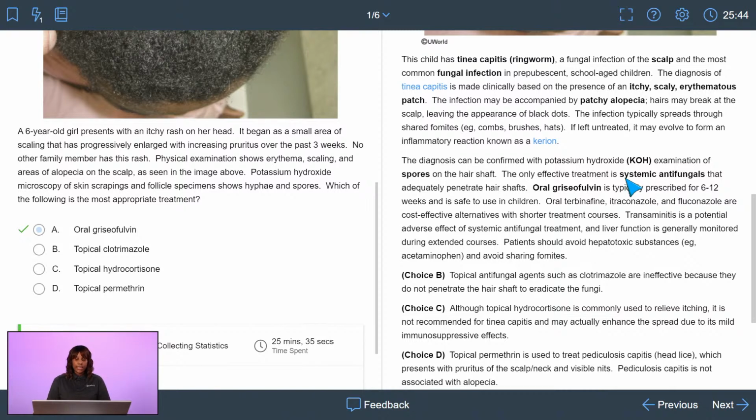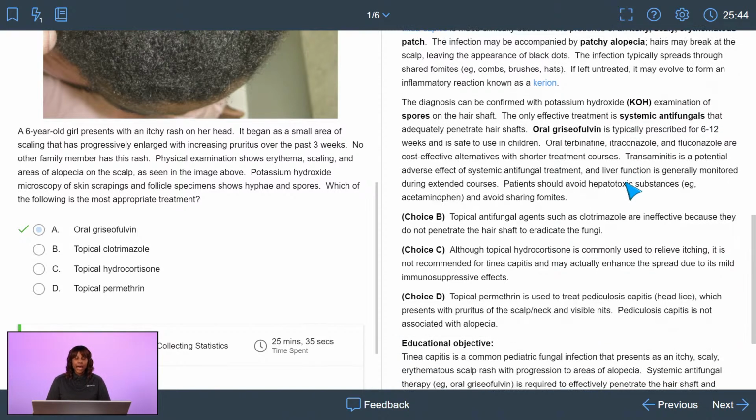And then choice D, topical permethrin, is actually the drug of choice for head lice. But while it also presents with itching, like in this patient, you will also see nits. And in this patient, you don't see those nits that are visible on the bottom of the hair shaft. Also, head lice is not actually going to show alopecia. So that's just an incorrect diagnosis and an incorrect treatment.